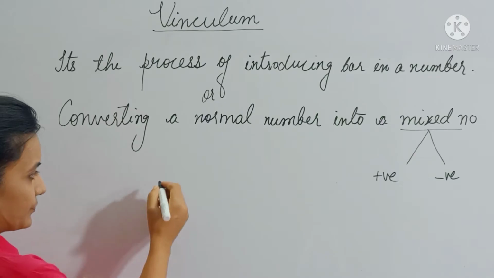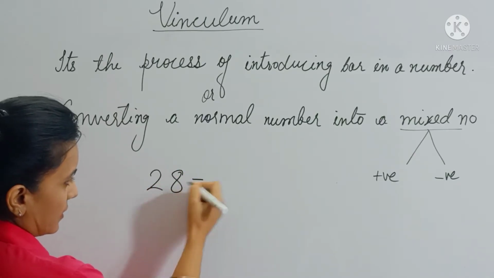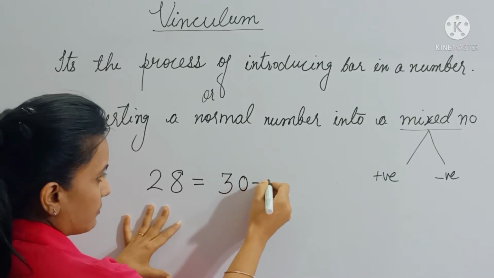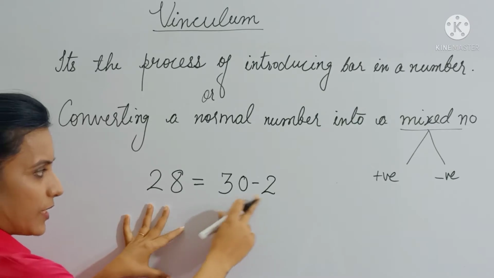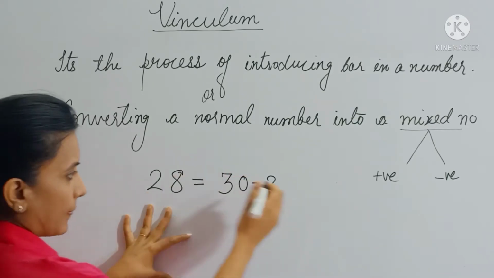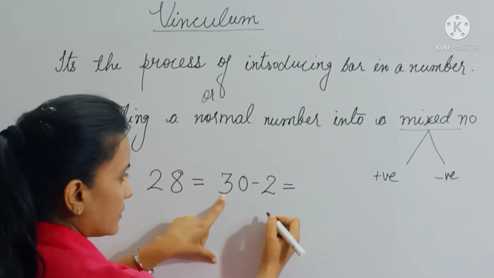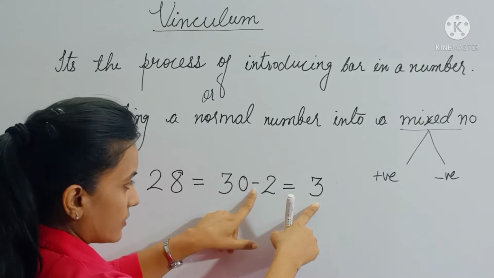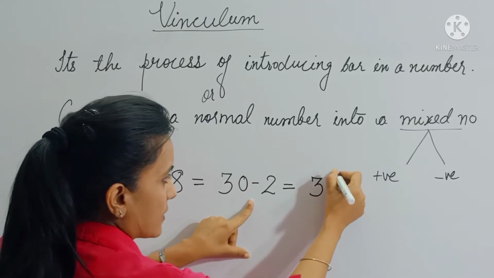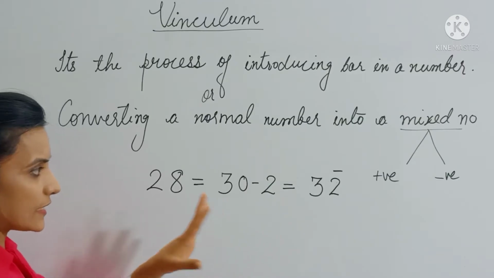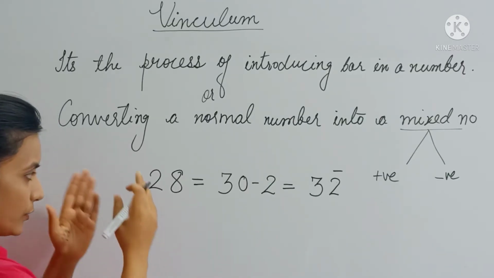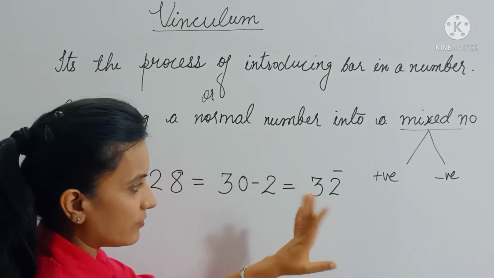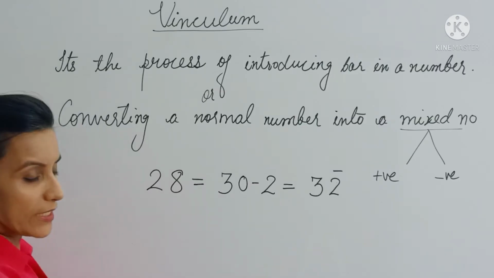For example, let's say 28. Now 28 is very close to 30. So can I write down 28 as 30 minus 2? Right? 30 minus 2 is equal to 28. Correct? Now here 3 is at the tens place. So I can write 3 here and 2 is negative, right? 2 is negative. So I can write 2 as bar 2, right? So here basically I have vinculated the number. 28 I have converted into a number where you have positive and negative number both. Okay, so this is called vinculating a number.